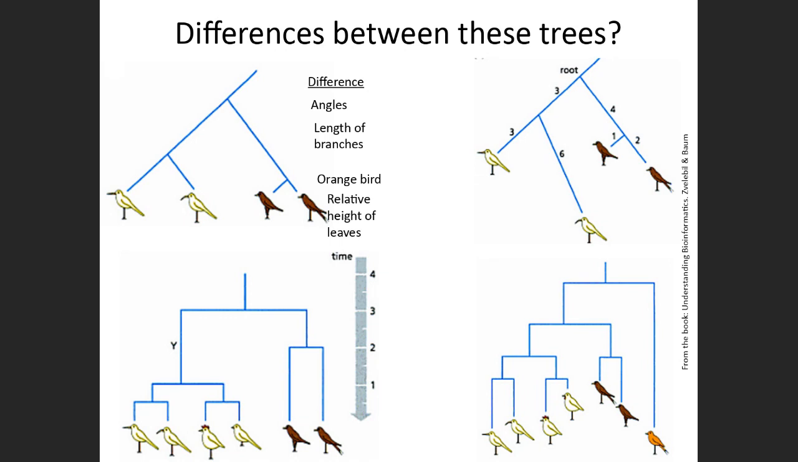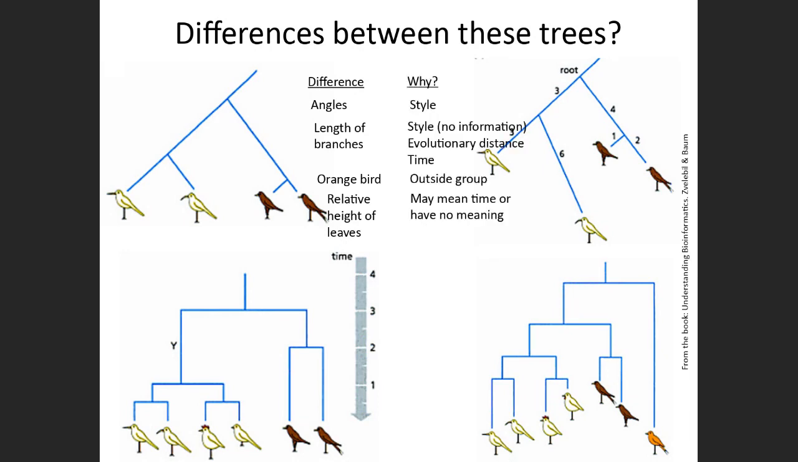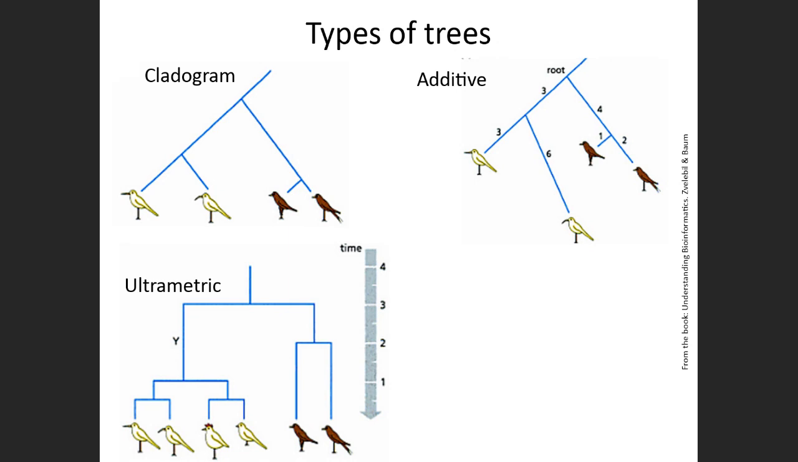So here I'm telling you what the differences are. There are differences in the angles, where this is turned sideways in comparison to that. And then the orange bird is an extra thing here, which would be an outside group to root this tree. And yeah, you already know about the edge or branch length. So good. You already concluded on that.